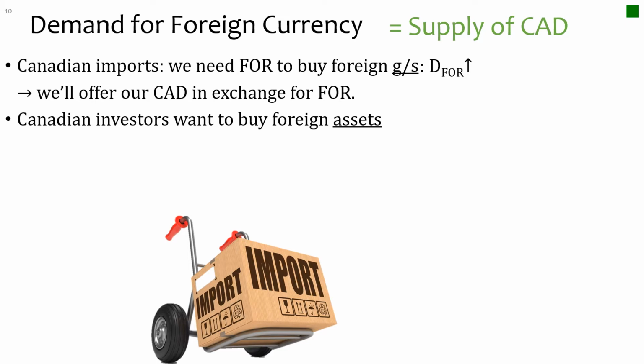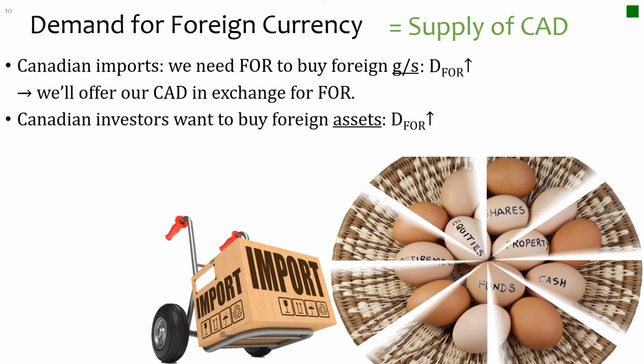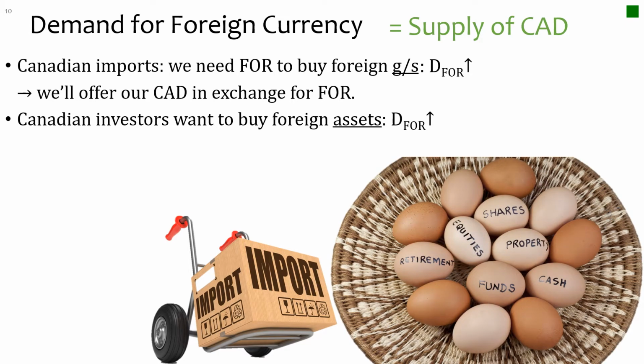Or Canadian investors want to buy foreign assets. Again, assets kind of like stocks, bonds, real estate. Well, we'll need their currency if we want to buy their assets. So this basket here shows a bunch of different types of assets like property, funds, retirement plans, equities, shares.